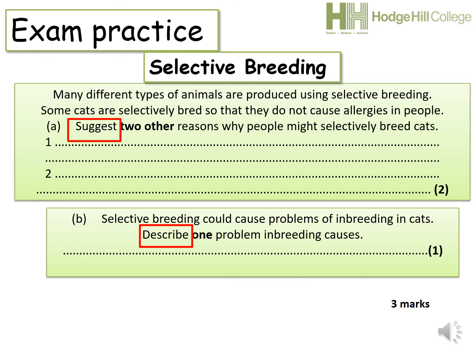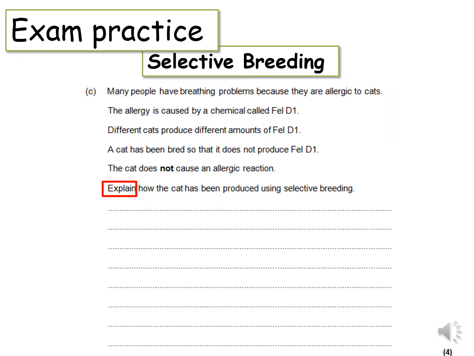For this task, what I would like you to do is answer the following two questions. So this question goes on to say what reasons why might people want to selectively breed cats, and the second one is what kind of problems might this cause. Next question, which is this one here, it is simply asking you to explain how the cat has been produced using selective breeding. So read the passage and then explain simply what process or what method has been used for the cat to be produced using selective breeding.